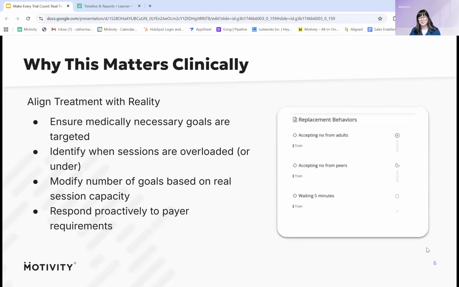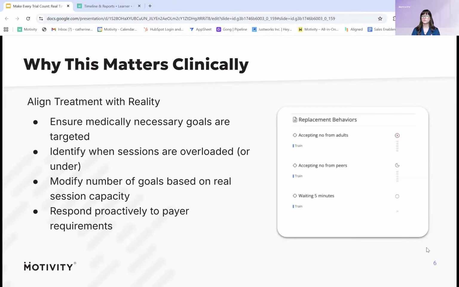But let's go back to the clinical conversation, because as clinicians, that's what's exciting about some of the data that we found here. When we're able to combine these adherence cues, the data that informs our frontline staff, with the metric data that your clinical supervisors and team can review, you're able to align your treatment with reality.